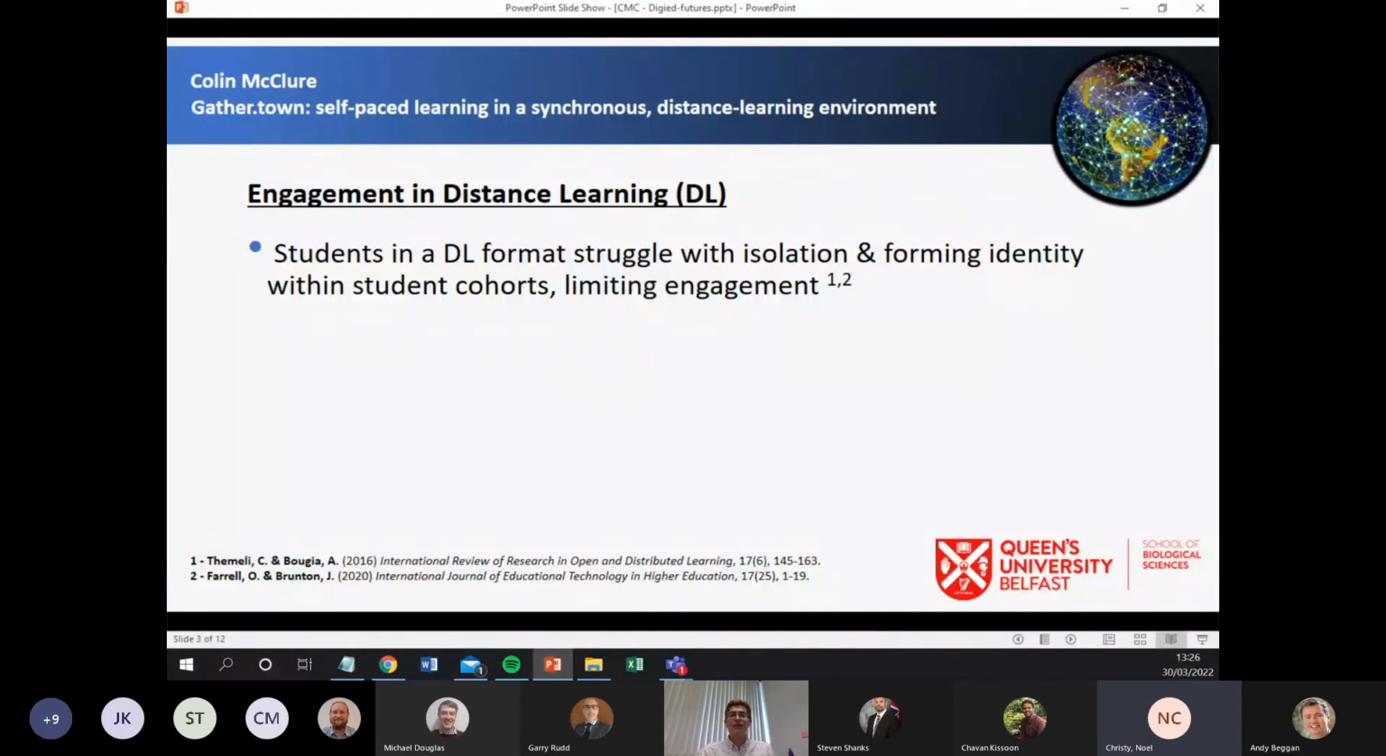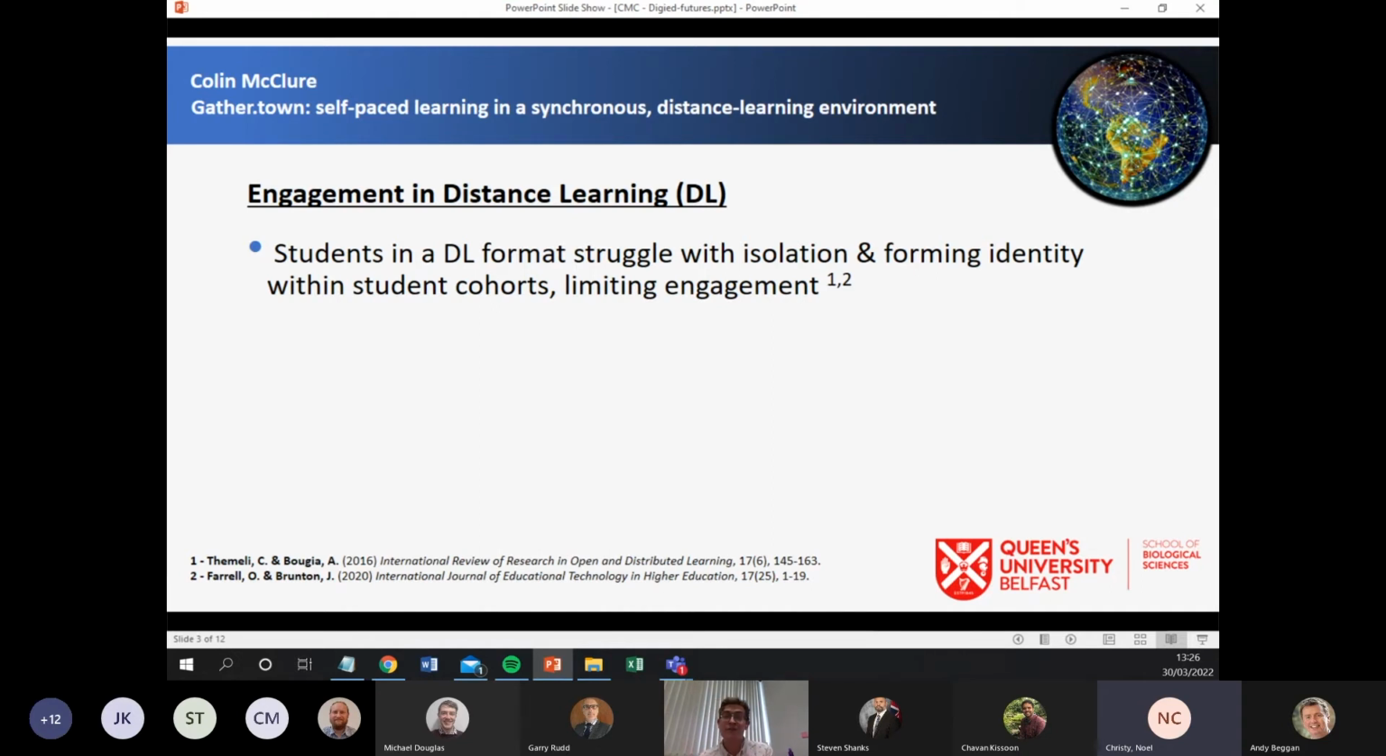So we know, obviously, with distance learning, most universities in the UK had to abruptly adopt a distance learning approach. And so we had to try to engage and encourage students to progress with their education and engage with their studies in this online environment. But often students in this distance learning or DL environment really struggle with their sense of isolation, struggle with forming identities within their learning cohorts, and are also limited in their engagement with their academic studies.